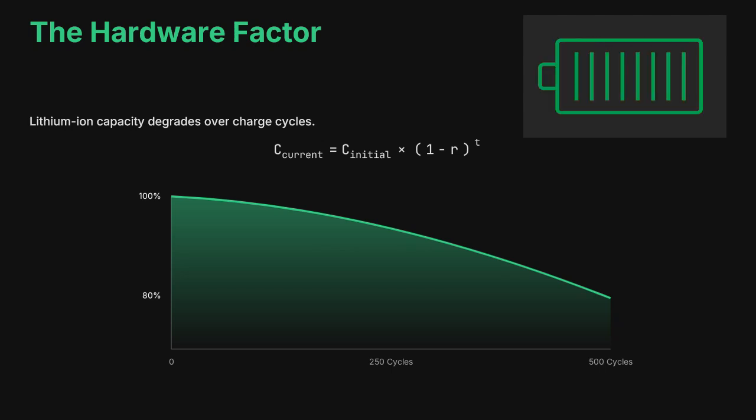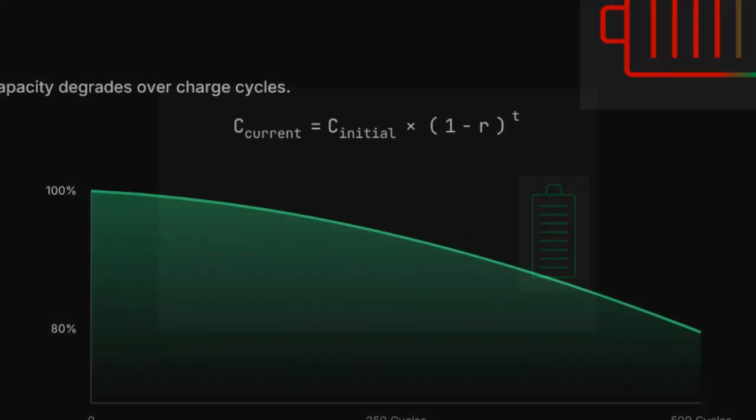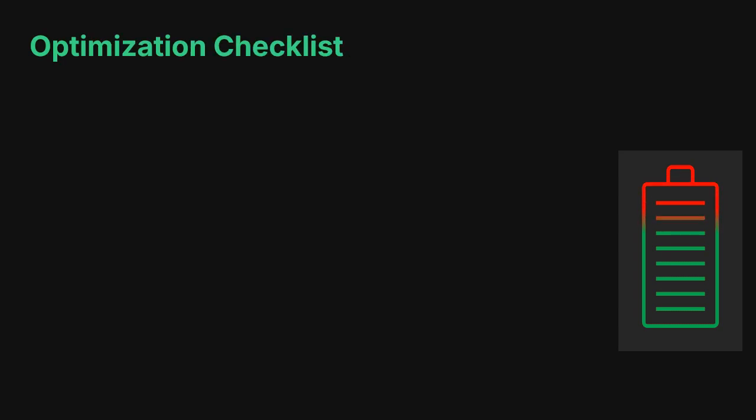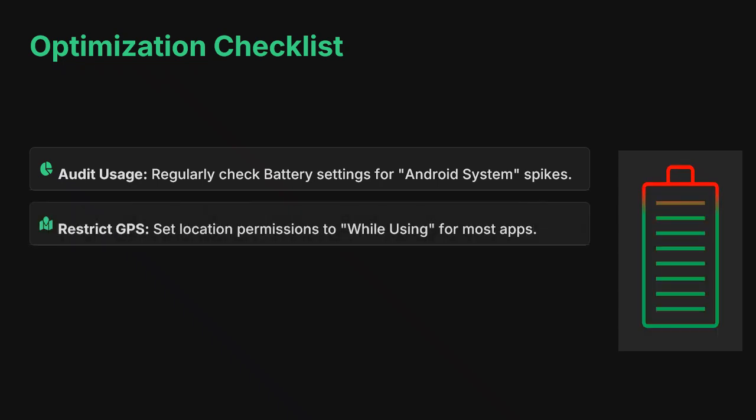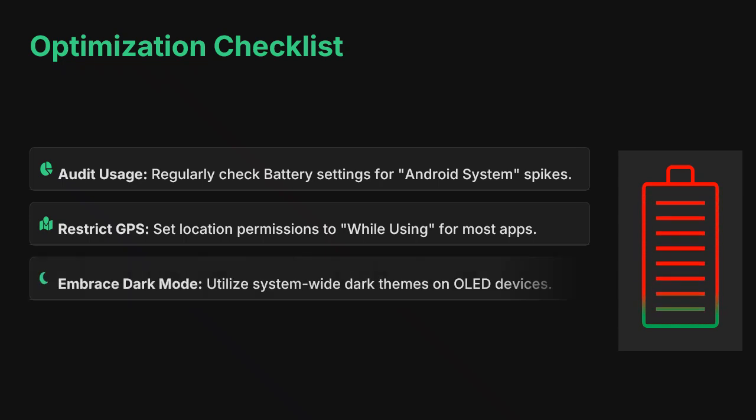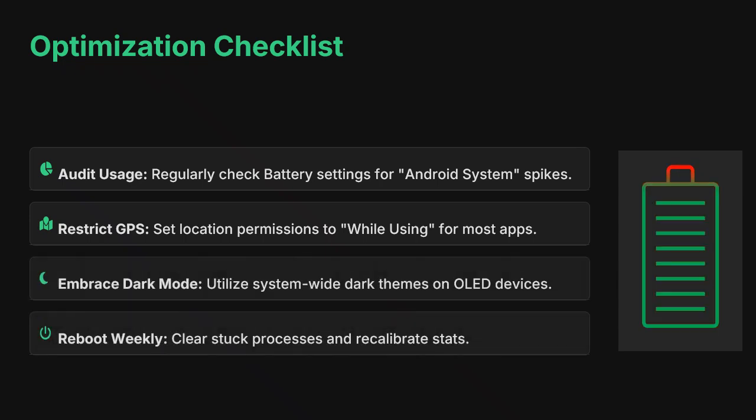Optimization checklist. To summarize, here is your actionable optimization checklist. 1. Audit your battery usage regularly for abnormal Android system spikes. 2. Restrict GPS access. 3. Embrace dark mode on OLED screens. And 4. Perform a weekly reboot to clear any lingering stuck processes and ensure accurate battery statistics.